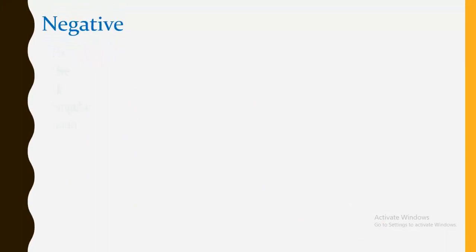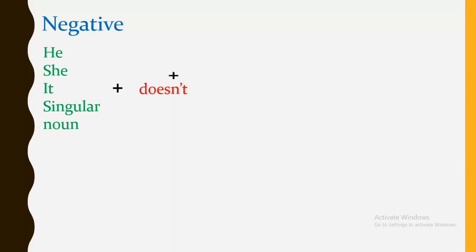So in order to make negative sentences, we will start with the pronouns as usual. And then with he, she, it, or the singular noun, you have to use doesn't, and then have to. Take care. Don't use has to here in the negative. And then again the verb in its infinitive form.